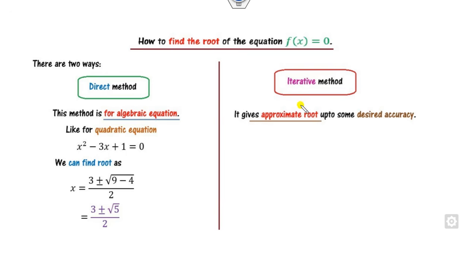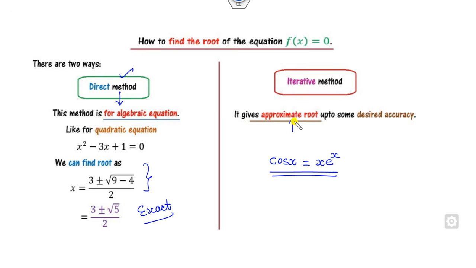On the other hand, this is the exact root. You always find the exact root by using this direct method. On the other hand, if you have an equation like cos x = x e^x, then you are unable to apply the discriminant rule, you are unable to find this by the direct method. Then we are able to find the approximate root of this function.